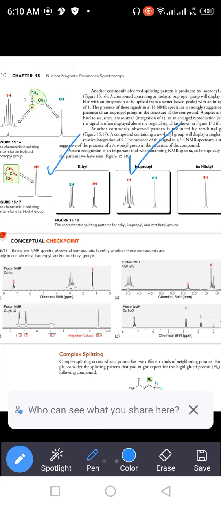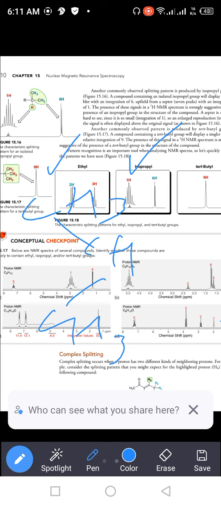In the isopropyl group, first of all we see the formula: CH, CH3 and CH3. This is the formula of the isopropyl group. In the isopropyl group, two peaks are observed. One peak having an integration of 1 proton and the other peak having an integration of 6 protons. First we look at the integration of 1 proton.